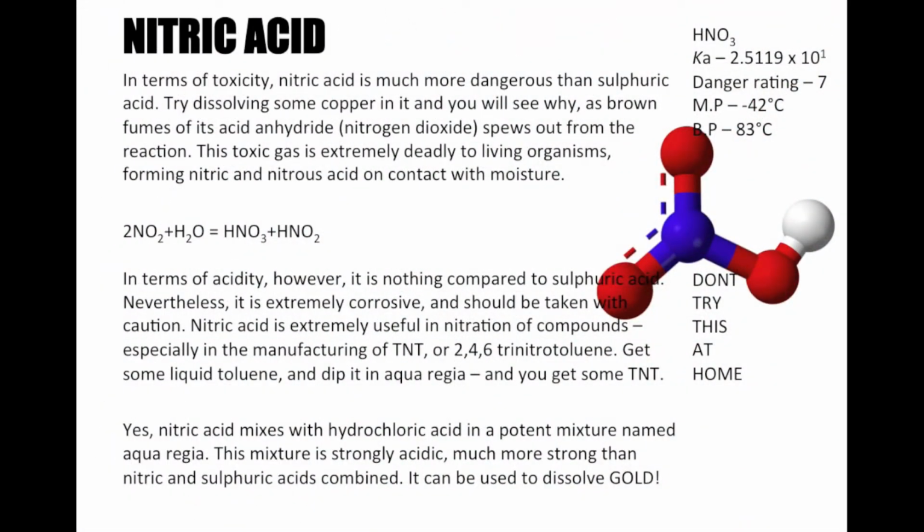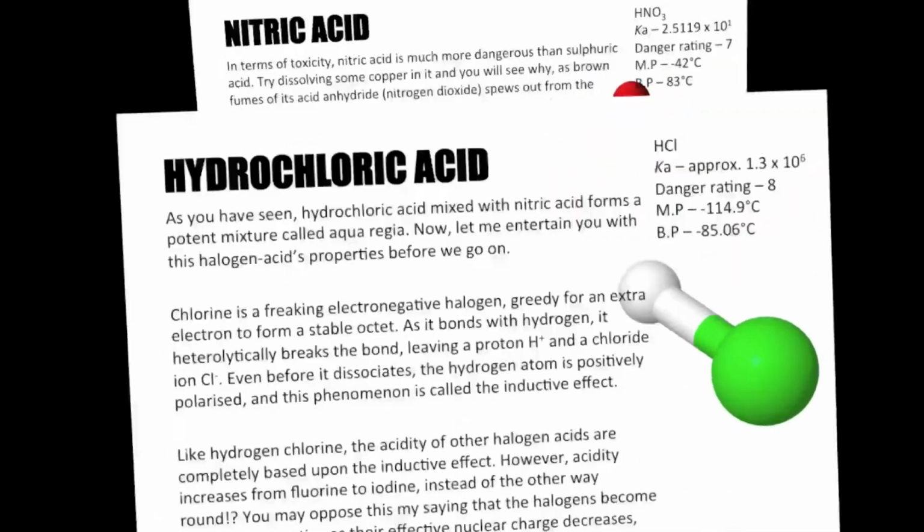Nitric acid. In terms of toxicity, nitric acid is much more dangerous than sulfuric acid. Try to dissolve some copper in it and you'll see why, as brown fumes of its acid anhydride, nitrogen dioxide, spill out from the reaction. This toxic gas is extremely deadly to living organisms, forming nitric and nitrous acid on contact with moisture. In terms of acidity, however, it is nothing compared to sulfuric acid. Nevertheless, it is extremely corrosive and should be handled with caution.